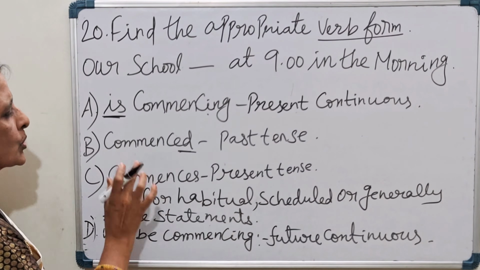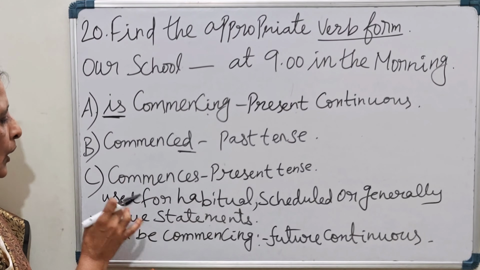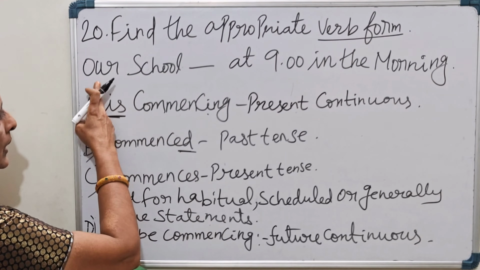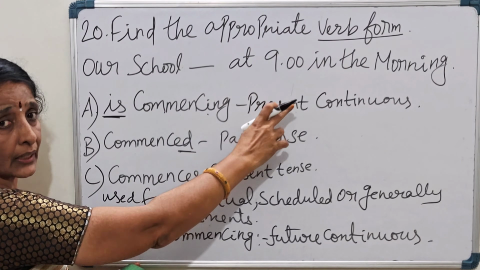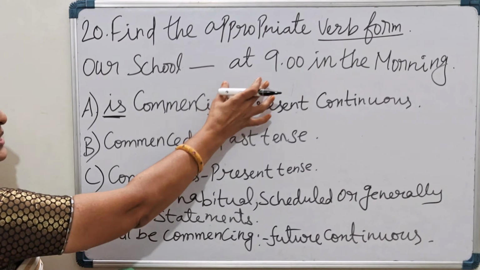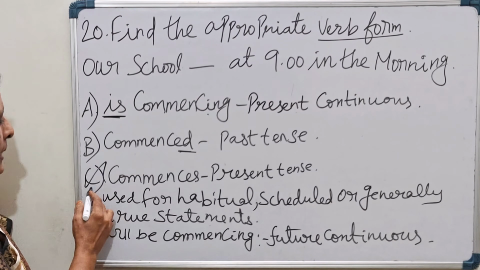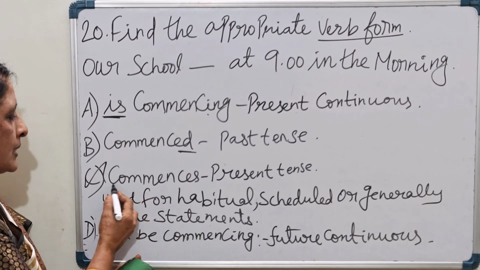Now you see, present tense is only used for habitual, scheduled, and generally true statements. Now you see here, our school dash at 9 in the morning. Then this is the true statement. Daily, usually, school will start at 9 o'clock. So this is the only correct answer. Option C is the correct answer.